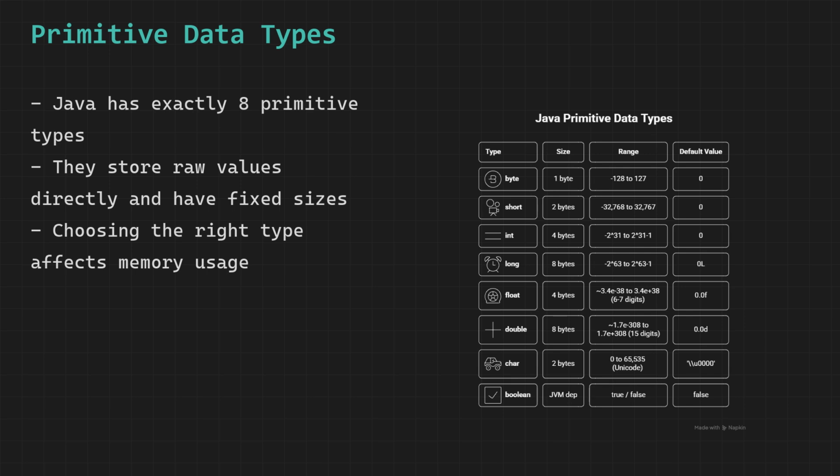Char is 2 bytes and stores a single Unicode character, written in single quotes like 'A'. It actually stores the Unicode value 65 internally. Boolean stores only true or false and its size is JVM dependent, typically 1 bit logically. Choosing the right primitive type matters. Using int when you only need byte wastes memory, especially in arrays of millions of elements.